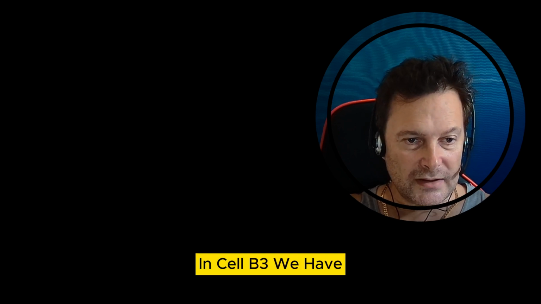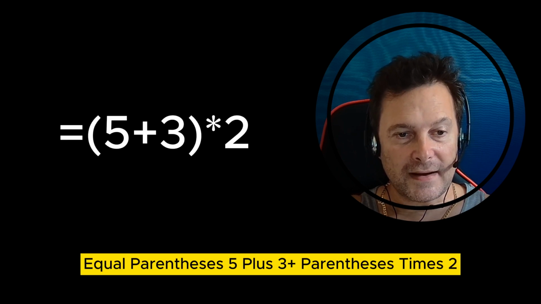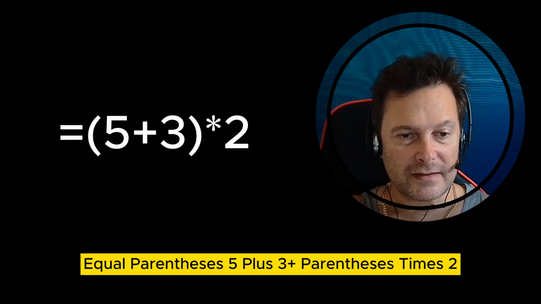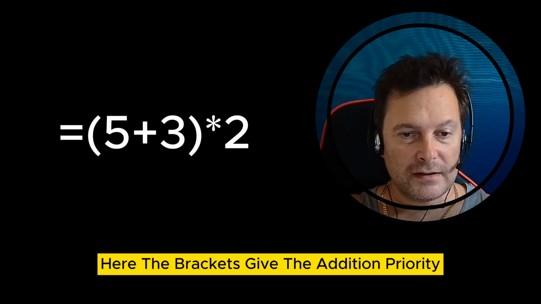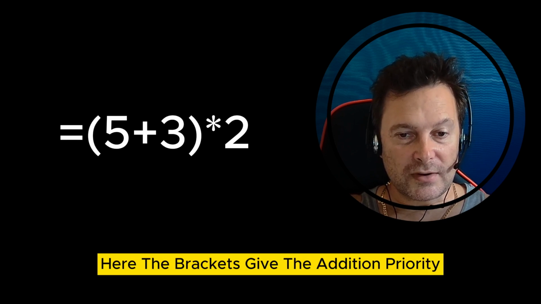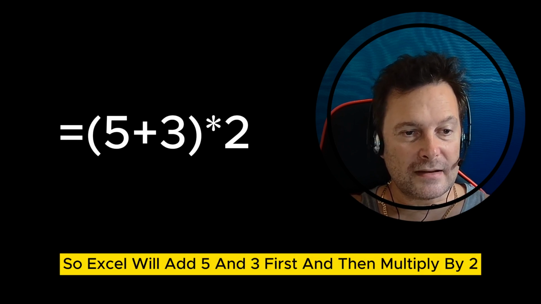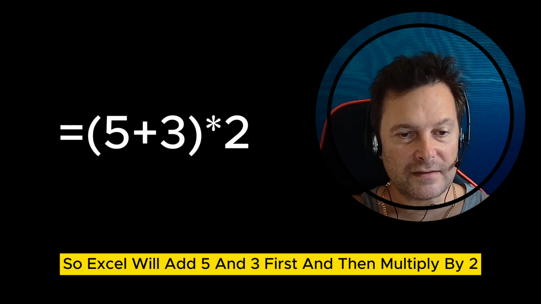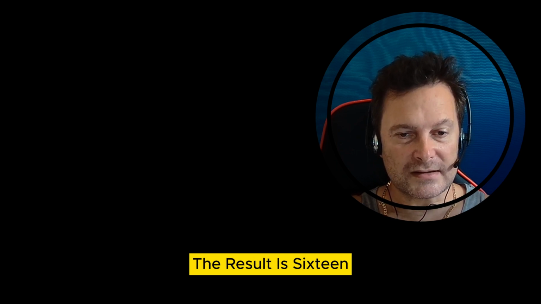In cell B3 we have =(5+3)*2. Here the brackets give the addition priority. So Excel will add 5 and 3 first and then multiply by 2. The result is 16.